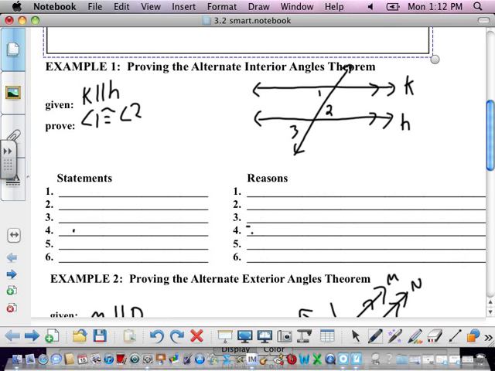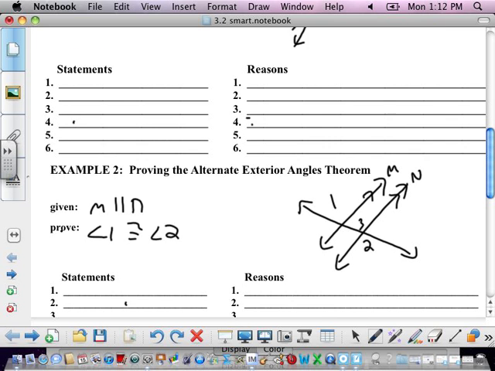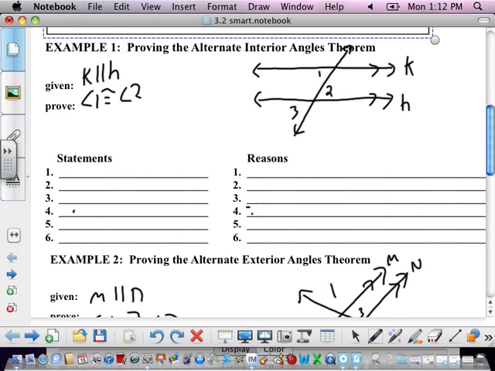Can somebody tell me what the first line of this should be? Given. Given will be the reason. What's the statement? K is parallel to H. Are we remembering what that is? Can you show me with your arms what the parallel symbol looks like? What about perpendicular? Upside down T. Okay, so if I ever draw something like T is perpendicular to H, you know that's perpendicular.